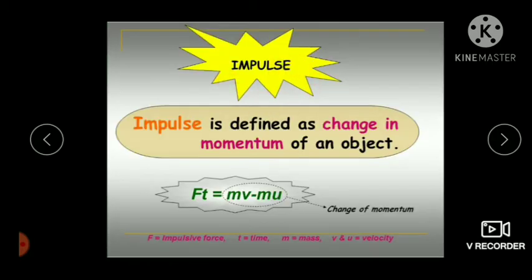So we can conclude impulse is defined as a change in momentum of an object. Ft is equal to mv minus mu. So this is called change in momentum.